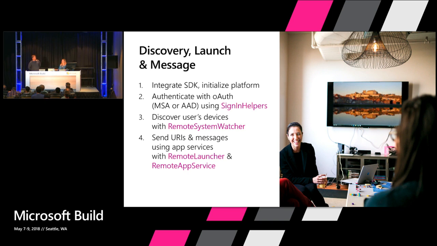This library is really great because, like Sean said, it understands the platform really well. Then discover users' devices using Remote System Watcher, and then pass URIs, messages, and app services using Remote Launcher and Remote App Service. And like Sean mentioned previously, this works both nearby, so proximally, or through the cloud, a little bit different from the nearby share scenario that we just showed you. And one of the nice things about writing this against the Microsoft Graph is you can also make these calls just using REST APIs, so writing directly to Graph endpoints.